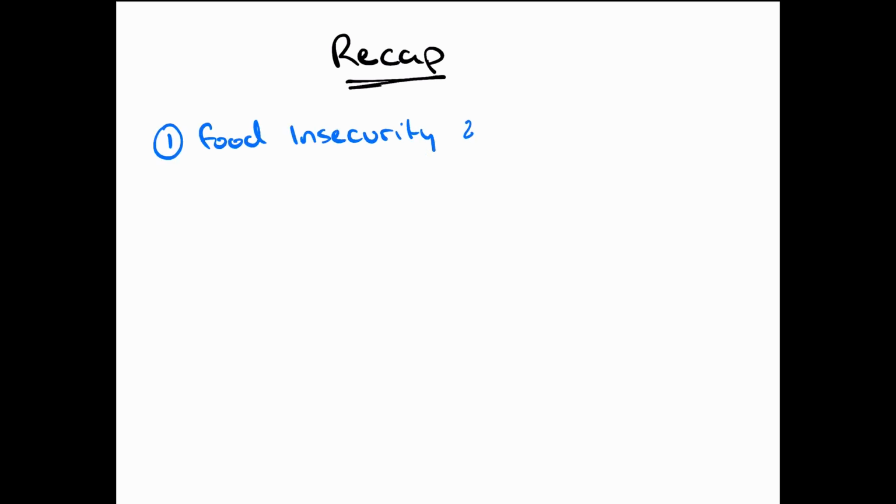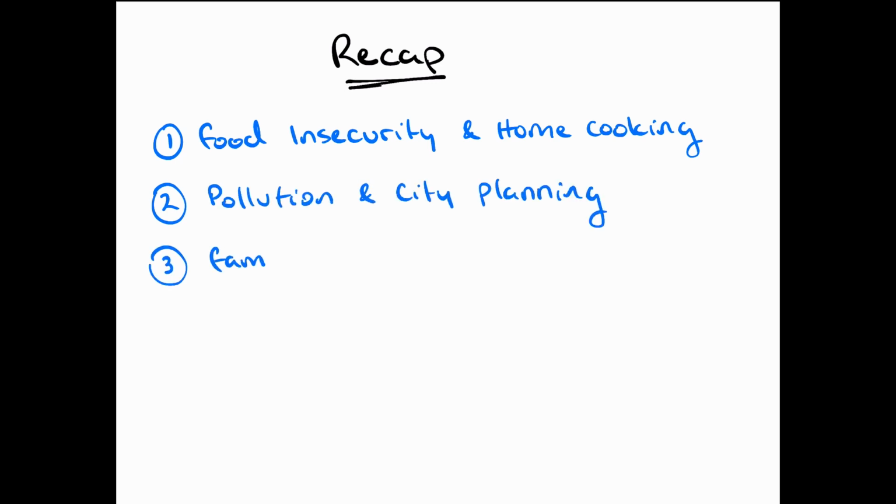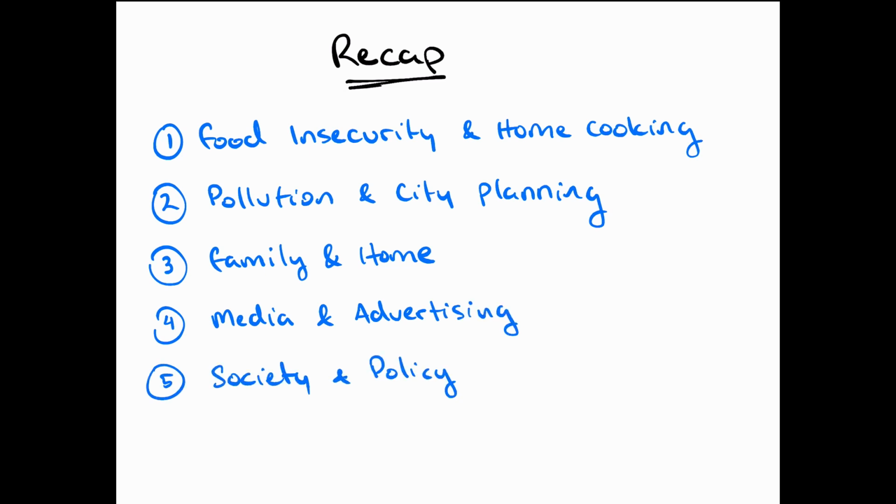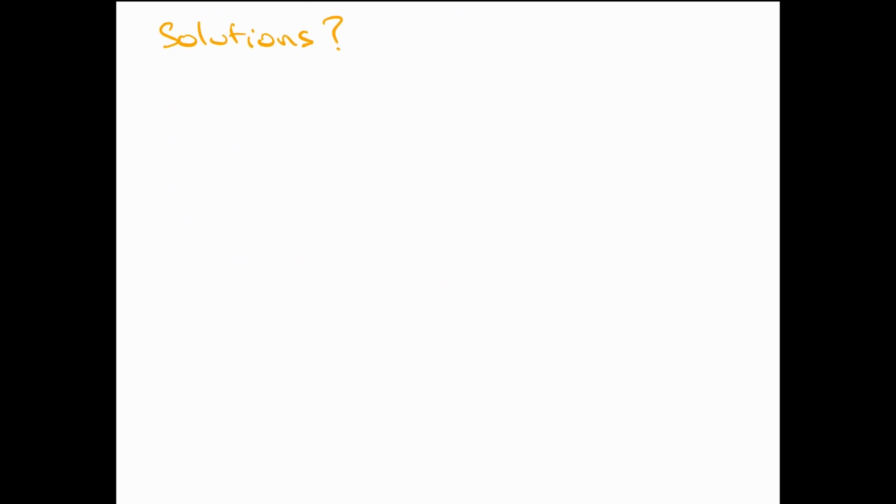So to summarize, what are all the different things we covered today as external factors that can influence someone's lifestyle choices? We covered food insecurity and home cooking, pollution and city planning, family and home influences, media and advertising, and finally society and policy. So what are some solutions in each of these sections? In terms of food insecurity, we can increase our funding for food and nutritional assistance programs such as SNAP, destigmatize food stamps, and create public policy and legislation to support families and improve food access.